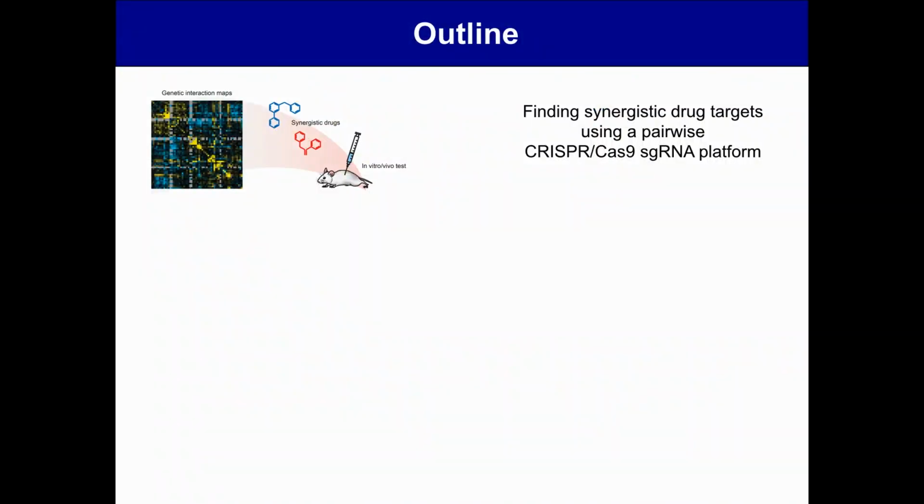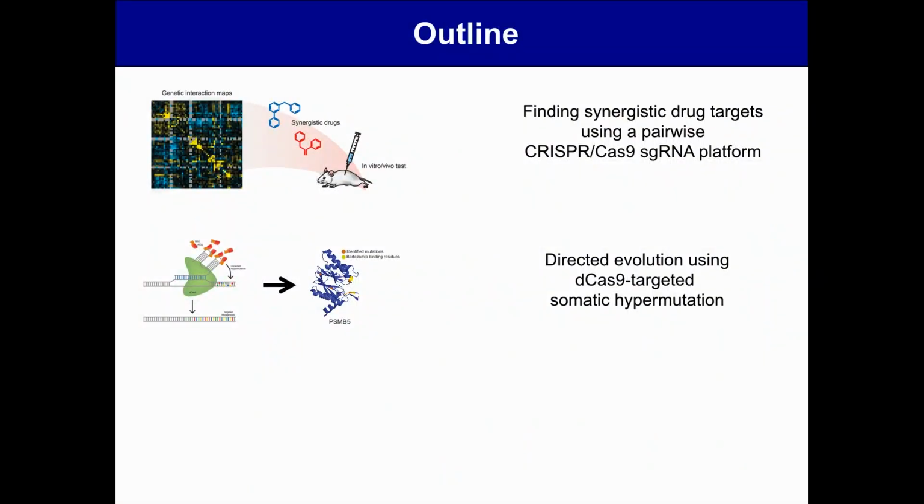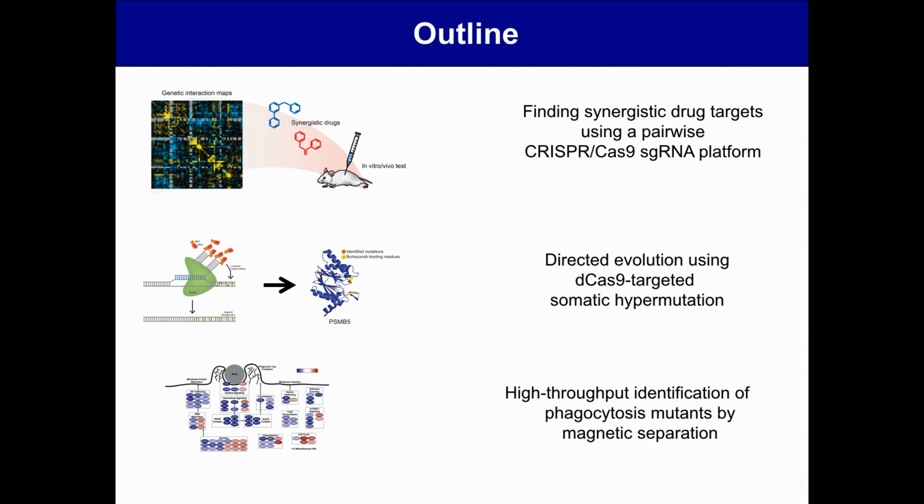What I'm going to try to do today is to tell you three short stories. The first is about a technology that we've developed to look at pairs of genetic interactions, in particular to look for interactions between drug targets and cancer cells. I'll describe a new technology we've developed to create localized populations of diverse mutants in the genome with the purpose of enabling directed evolution experiments. And finally, I'll tell you an unpublished story in which we've developed a strategy to look in high throughput for genes that control the process of phagocytosis.